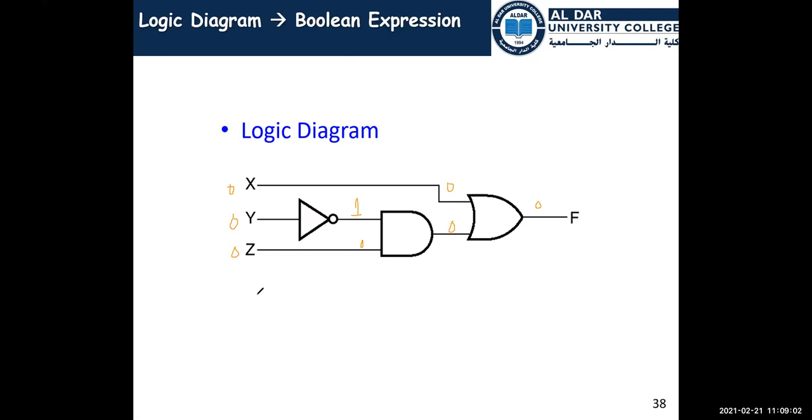What about if we have 0, 0, 1? The output will be what? The output is 1. Abbas said the output is 1, just because this is going to be inverted to 1, and here we have 1 and 1. This is going to give us 1. We have here 0, so the output will be 1. Okay. This is the logic diagram of a circuit, and we need to understand how this diagram works. As I see that you understand it, that's good. We will use this diagram in our design.